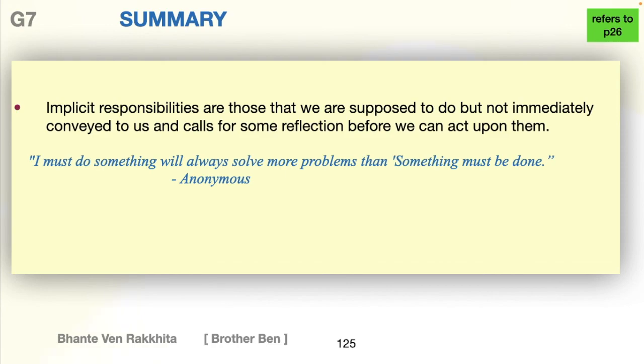And to round off our bookends, it's a quote from Anonymous. Quote, "I must do something will always solve more problems than something must be done," which is a kind of whining, complaining. Something must be done. If you're going to say, "I must do something," that will always solve more problems than something must be done. There we are. That's the end of lesson 4 for grade 7.